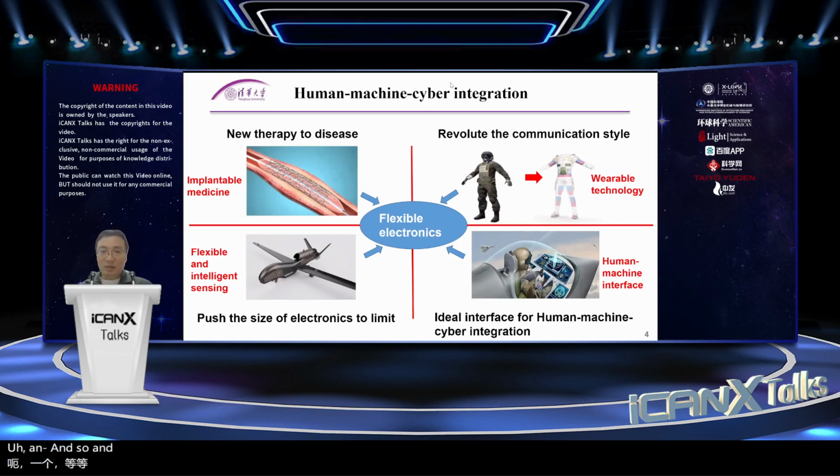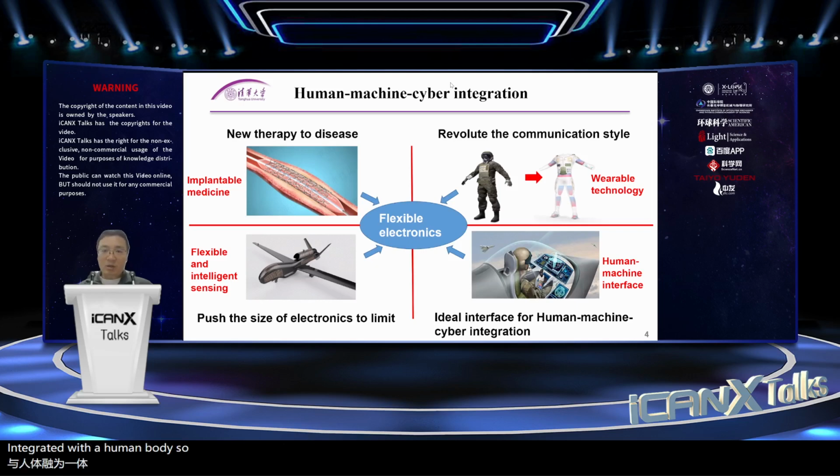Its application is very wide. For example, it can be used for biomedical engineering, because the tissues and organs of the human body are soft and flexible, so flexible electronics is naturally integrated with the human body.